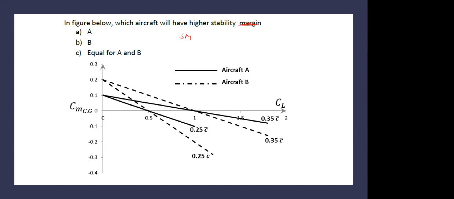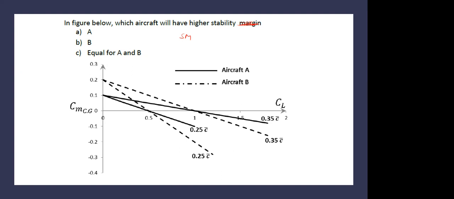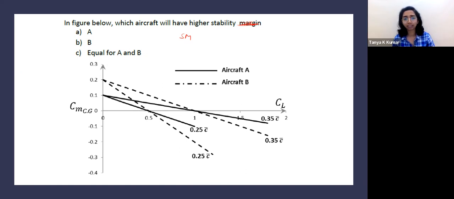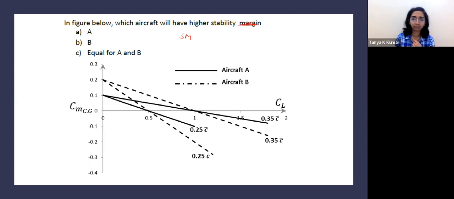It could be equal or B. How will it be equal? Can you try to explain? These both are different aircraft and both can have different CG position and neutral point position. Okay, so why can't it be A? You said either equal or B. Yes, ma'am, because B is having higher CM naught and a steeper slope. Does CM naught not affect stability in any way?